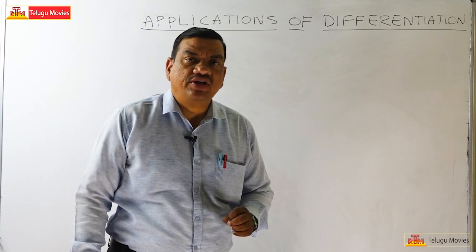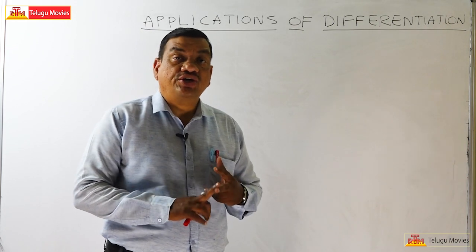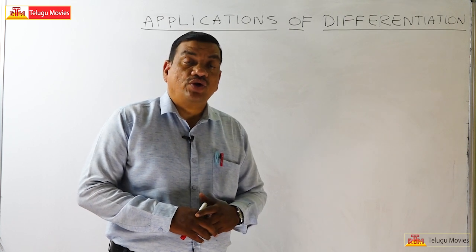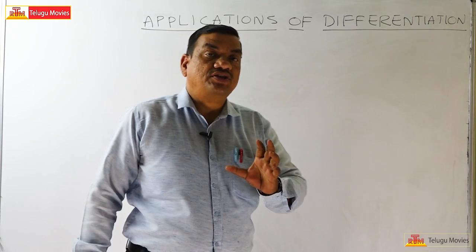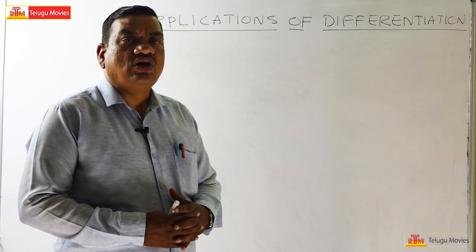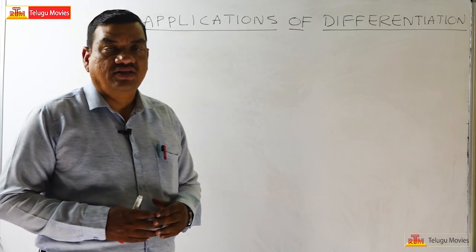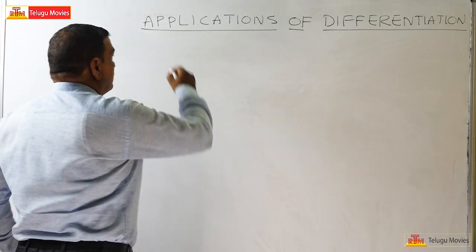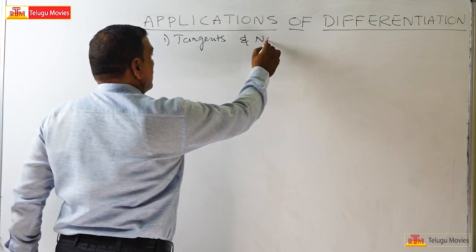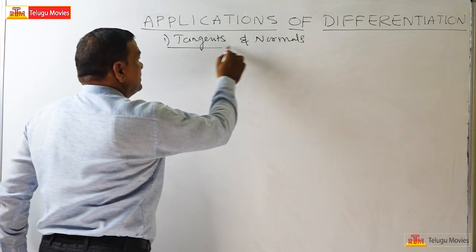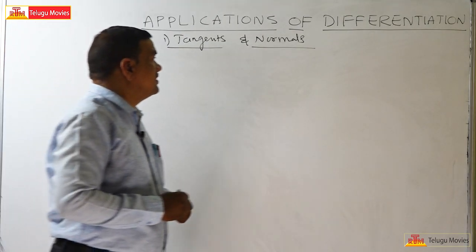In the last few classes we have discussed limits, differentiation, continuity and differentiability, and now we are going to see a very important topic, that is applications of differentiation. So far we have learned differentiation. What is the use of that differentiation? The major use occurs in finding the equations of tangents and normals to a curve at a point. Let us see this.